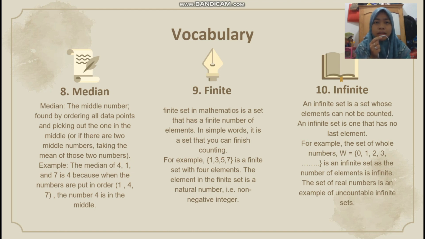And the last is infinite, which means himpunan tak berhingga. An infinite set is a set whose elements cannot be counted. An infinite set is one that has no last element. For example, the set of whole numbers W equals 0, 1, 2, 3, and so on, is an infinite set as the number of elements is infinite. The set of real numbers is an example of uncountable infinite sets.